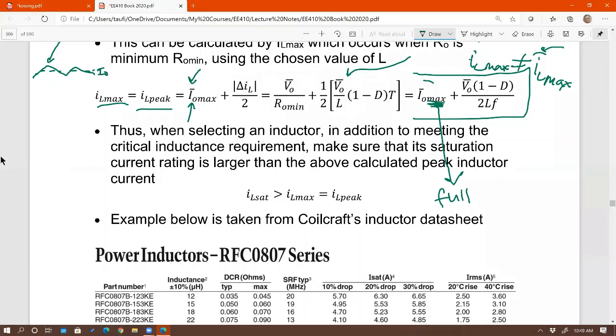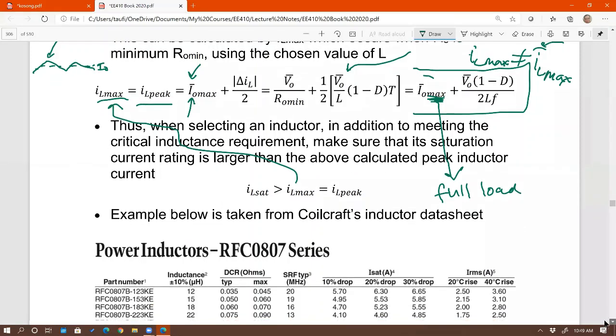Full load. Any question on this? All right, so once you get IL max, then as I said earlier, go ahead and pick the inductor whose IL sat is larger than IL max that you calculate. Okay, you calculate IL max and put it right here. Make sure that IL sat is larger than IL max.